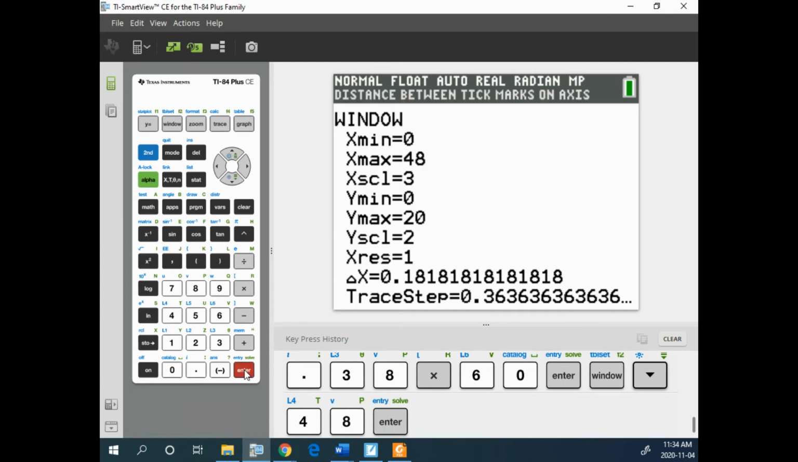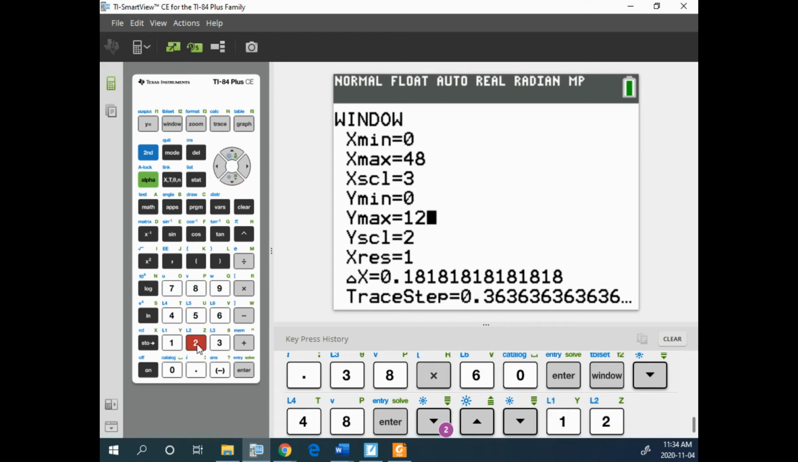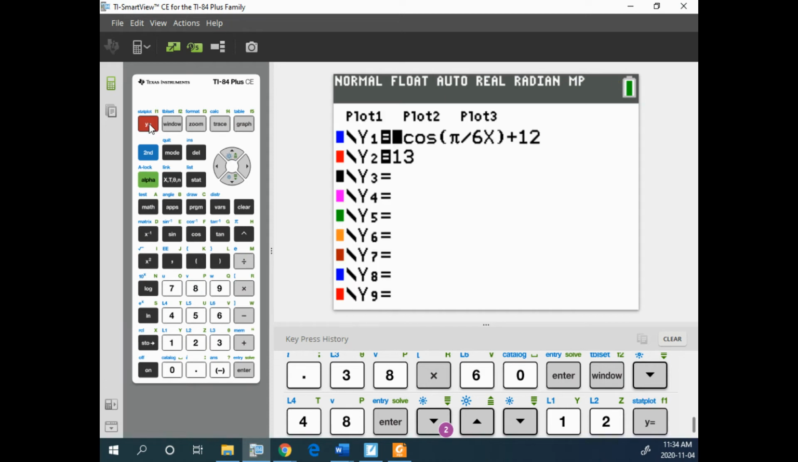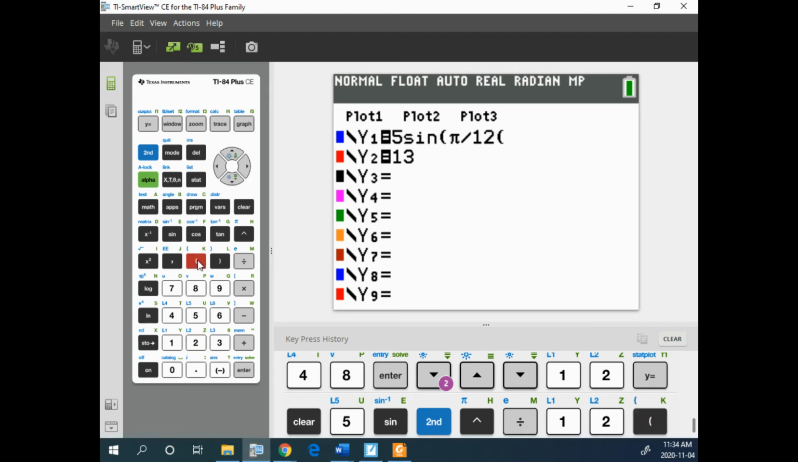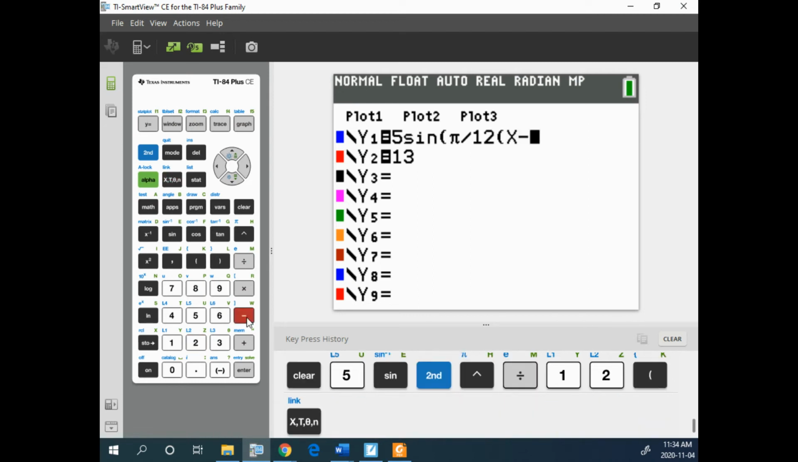Okay. My Y minimum is 0. My Y maximum was 11, so I'll just put 12 there. And plug in my equation. Let me take a hard look at what I punched into the graphing calculator and why it isn't going to give me the right answer.